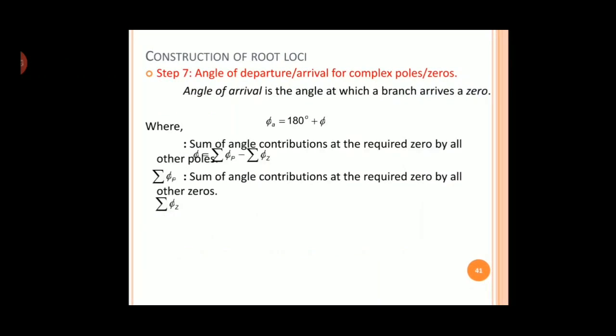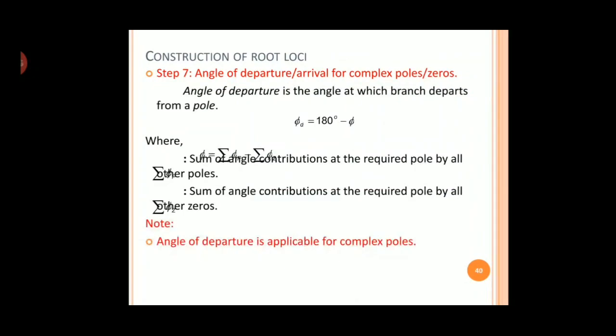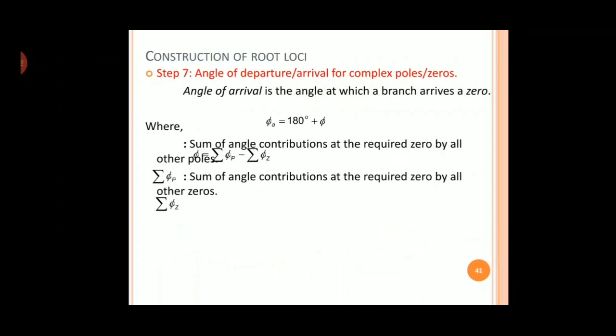The definitions of summation phi p and summation phi z will remain the same, but it is at the required zero instead of the required pole. In the previous slide you can see it is the required pole because we calculate the angle of departure for a pole, a complex pole, and for the angle of arrival it is the required zero. That is, we calculate the angle of arrival at a particular complex zero. Again the note says angle of arrival is applicable for complex zeros.